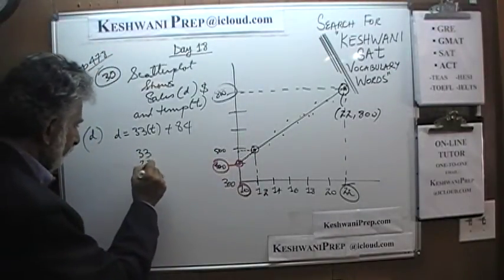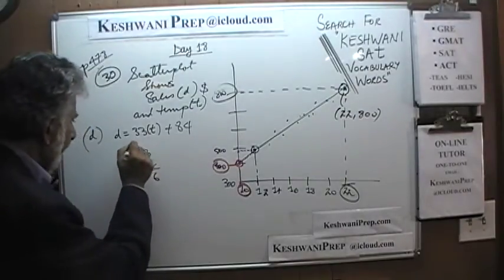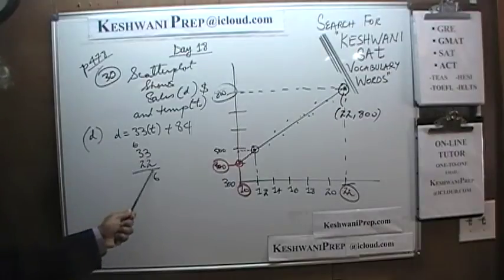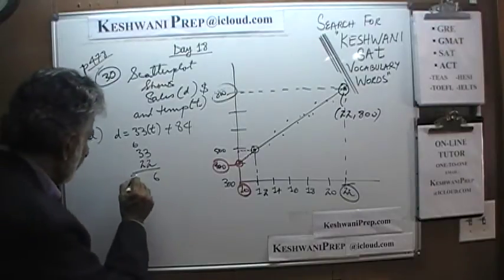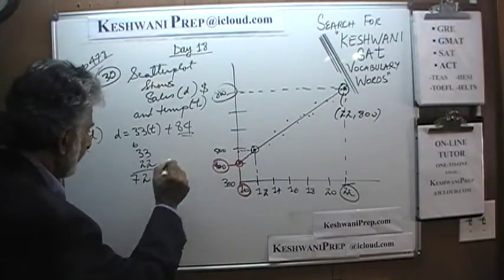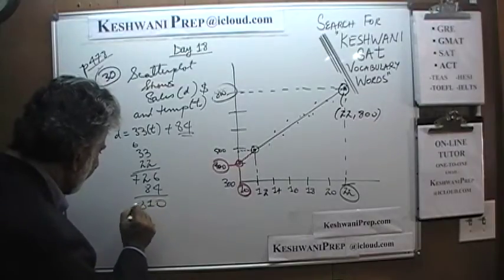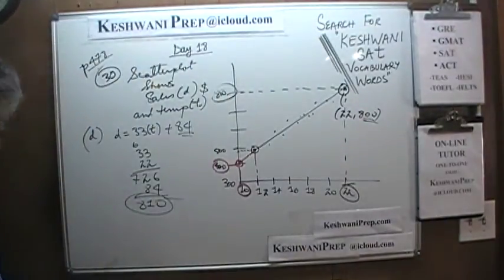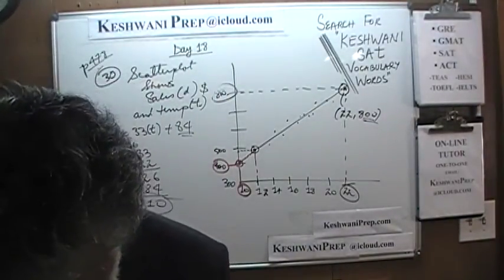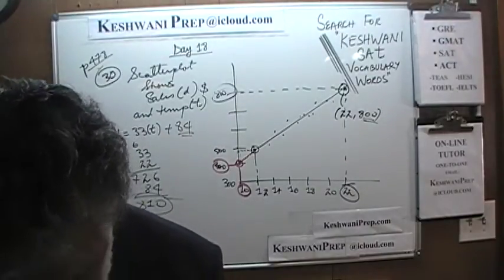33 times 22. 22 times 3 is 66. 6, carry 6. And 22 times 3 again is 66. 66 plus 6, 66 plus 4 would be 70, this is 72. 72 and then another 84. There you go, 810, which is what we have. Answer is D. That was number 30. Let's go to 31.